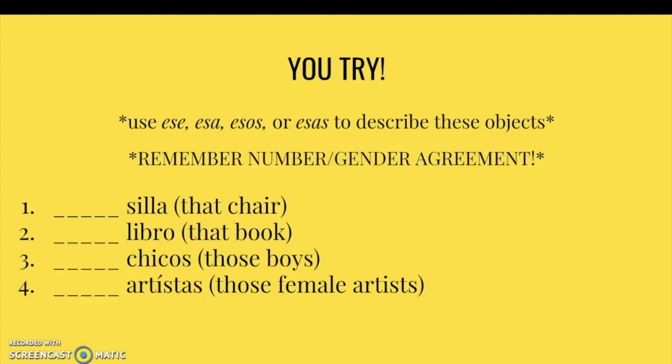Now let's go over the answers. First up, silla, esa silla. Again, this is singular and feminine. Libro, ese libro, masculine and singular. Next up, chicos, esos chicos. Y finalmente, number 4, artistas, esas artistas, feminine plural. How'd you do on those? Hopefully this is making sense, especially as it really comes down to that number and gender agreement.